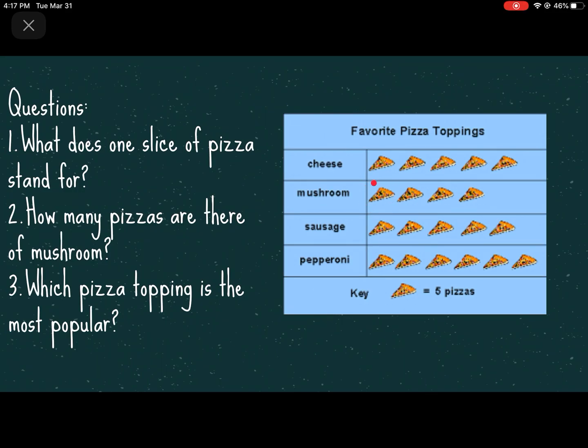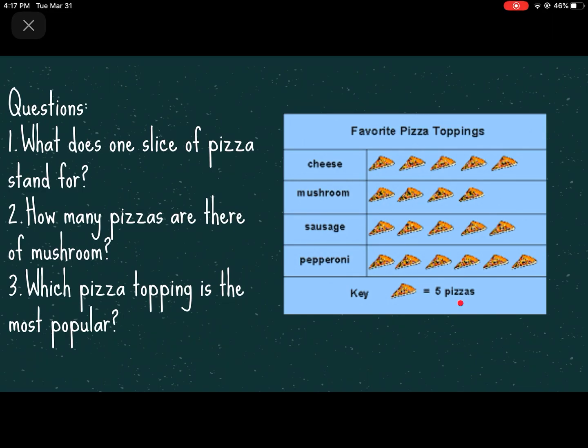Mushroom, I would count by 5s again. 5, 10, 15, 20. So I'd write 20. And I would do sausage and pepperoni as well. So question number 1, what does 1 slice of pizza stand for? So look at your key. 1 slice of pizza stands for what? 1 slice of pizza stands for actually 5 pizzas.